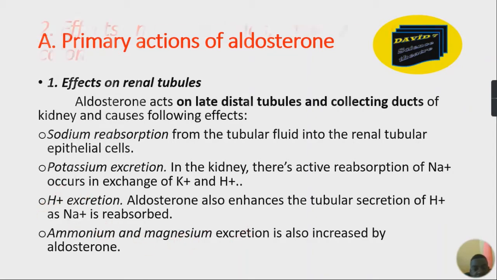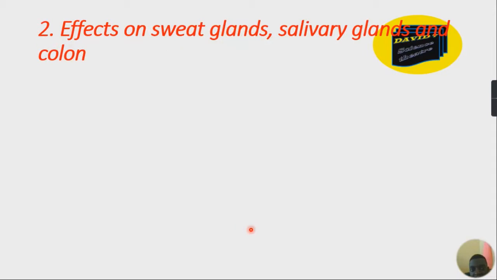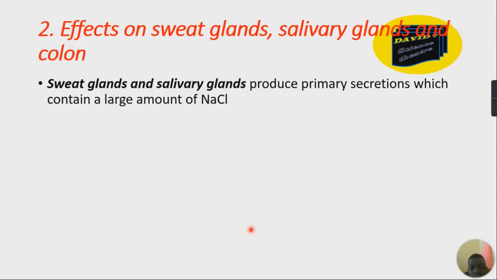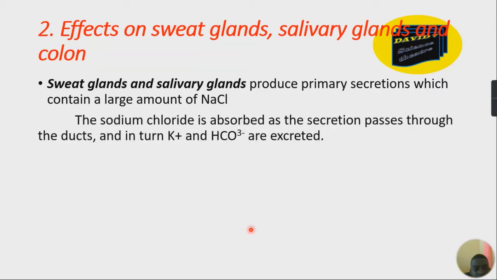Okay, so let's continue. Effects on sweat glands, salivary glands, and colon. How does aldosterone affect these glands and the colon? Normally, the glands produce primary secretions which contain a large amount of sodium chloride. But this sodium chloride will be absorbed as the secretion passes through the ducts, and in turn, potassium and bicarbonate are excreted.